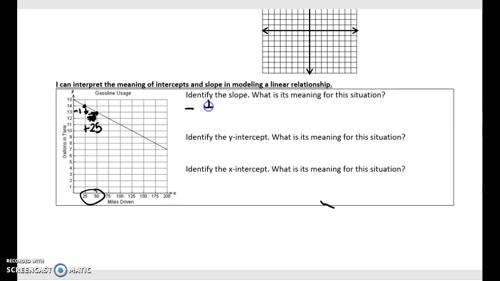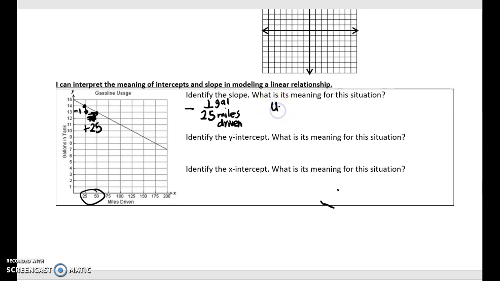So my slope is going to be negative 1 over 25. To interpret the meaning, add in the units. The 1 was the rise, which is the y-axis, so this is gallons in the tank, and the x-axis is the miles driven. If you match up the units, you are just going to write your sentence off of that. So 1 gallon per 25 miles driven, and the negative, I need to include that, means I'm using.